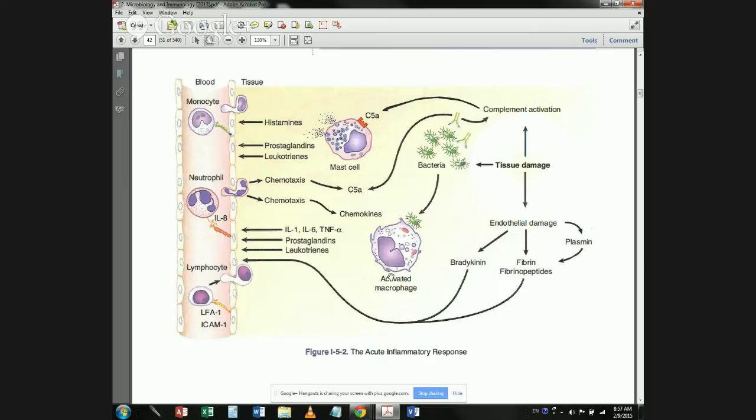Also activating macrophages are producing things, and mast cells are also activated here. And histamine is also acting on the endothelium. Apparently, histamine, prostaglandin, leukotrienes, bradykinin, fibrin, fibrinopeptides, and plasmin, they all induce the endothelium to start expressing E-selectin and IgCAMs.